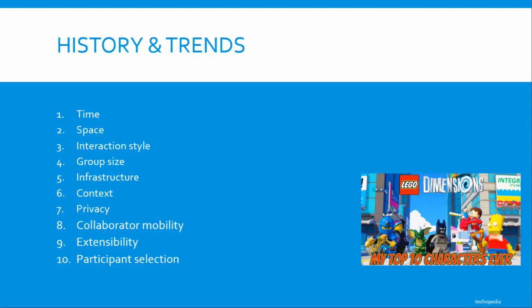Collaborator mobility is how flexible are they? Are you able to wake up at 3 a.m. and have a conference call with somebody in China? Can you move around? Extensibility is how far do you extend your technologies, your people, your scope, your cultural adaptation. And participant selection. Who is it that is working with you? What technologies work with you? So all these things are huge in trying to filter down.